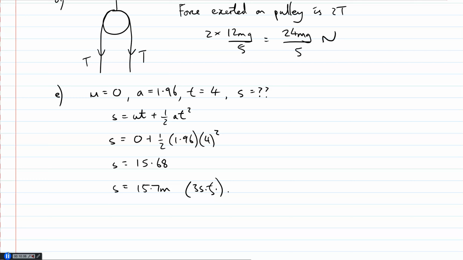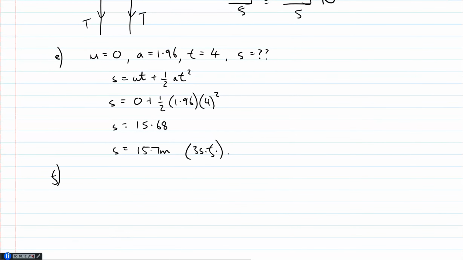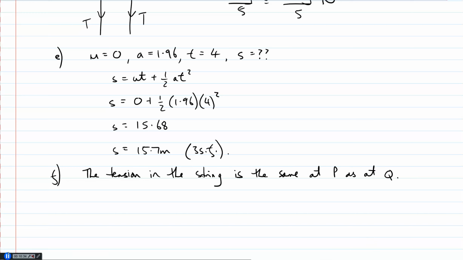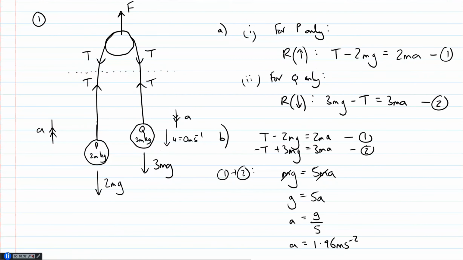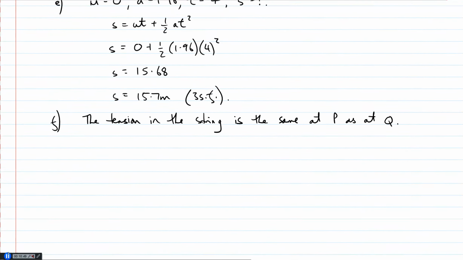And then finally, how have you used the fact that the pulley is smooth in your calculations? If the pulley is smooth, then that means the tension in the string is the same at P as at Q. If the pulley is smooth, there's nothing resisting the motion. When this releases, this whole system is moving this way. If there was some friction, there'd be something acting against the string this way, and that would affect calculations. And that's the first one.